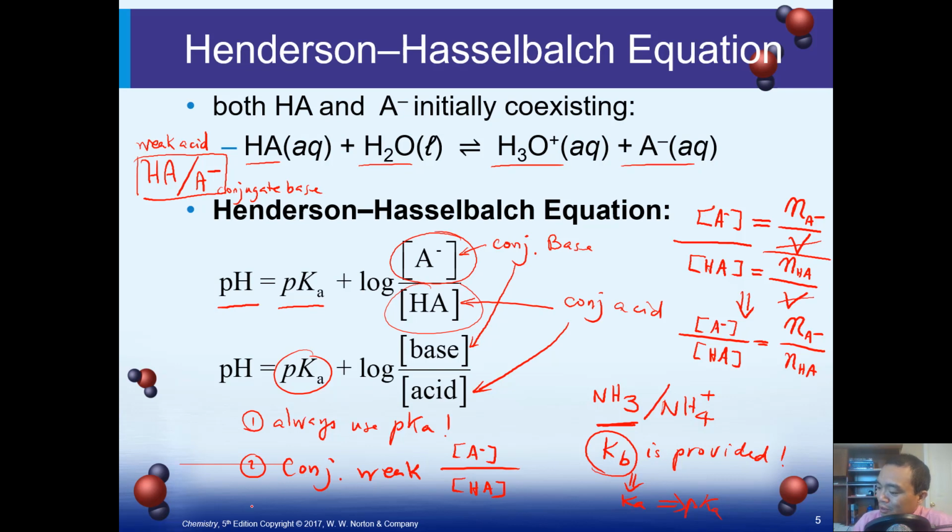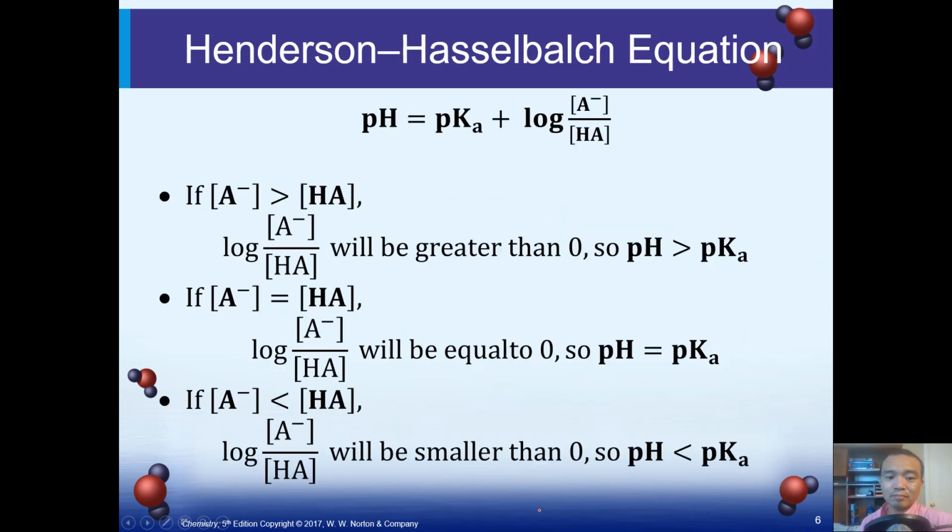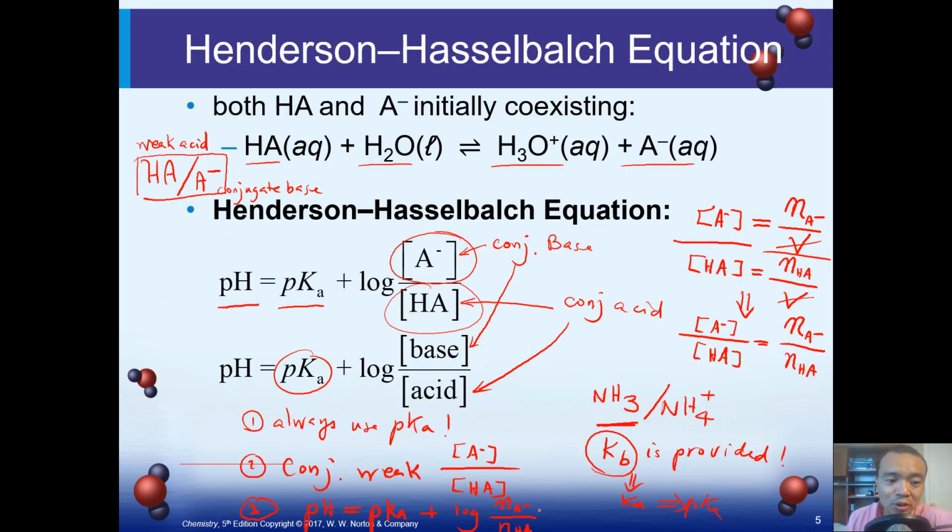In other words, you can rewrite the Henderson-Hasselbalch equation in this way: pH equals pKa plus log of the molar ratio, N of A minus divided by N of HA. So the concentration ratio can be replaced with the molar ratio, and the Henderson-Hasselbalch equation is totally valid.